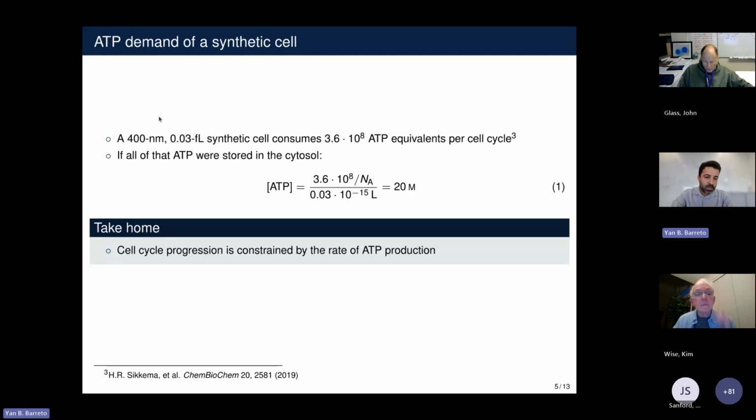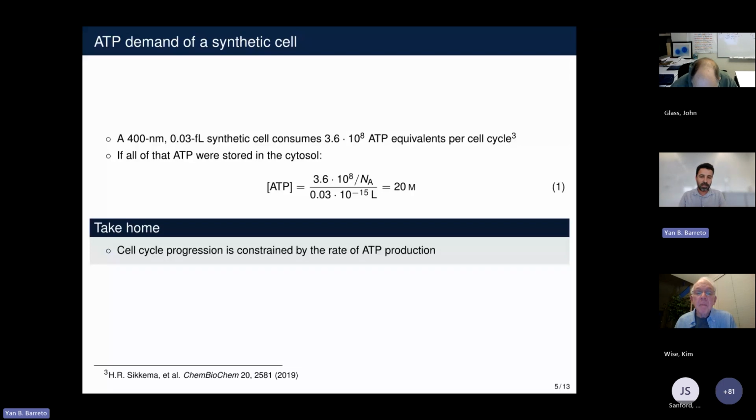One question that one may ask is whether you could, for instance, produce all this ATP beforehand and store it inside the cytosol and then use it for the cell cycle. Well, if you calculate the concentration of ATP with all of these ATP equivalents, we see that the concentration would be 20 molar, which means, of course, that we cannot store the ATP. We have to produce it on demand as the cell cycle progresses.